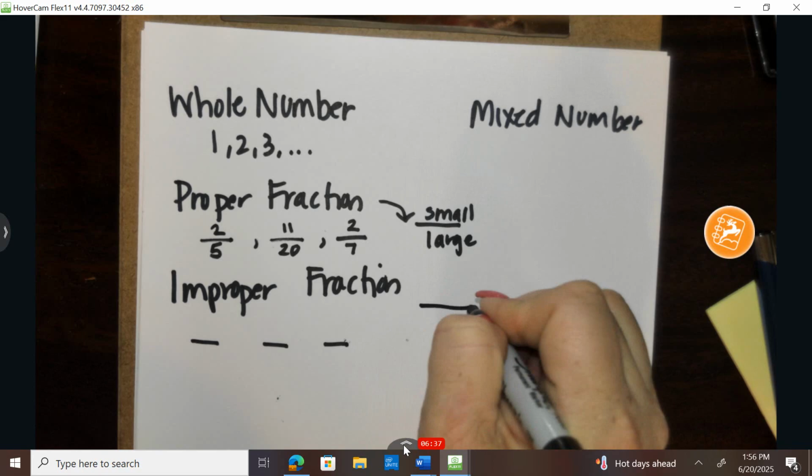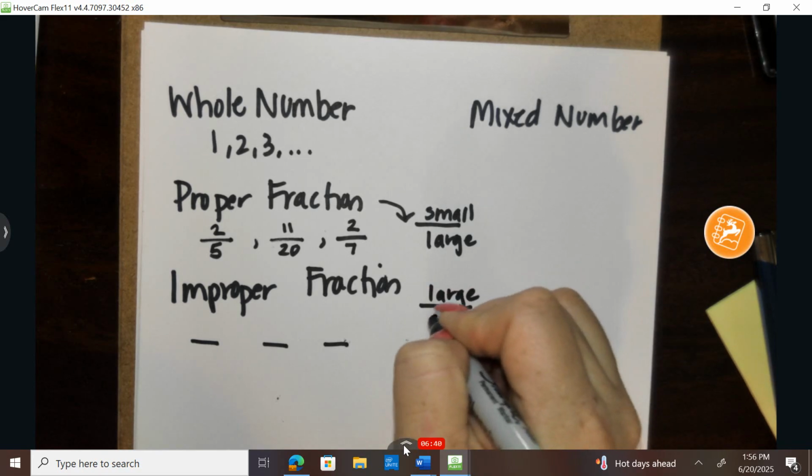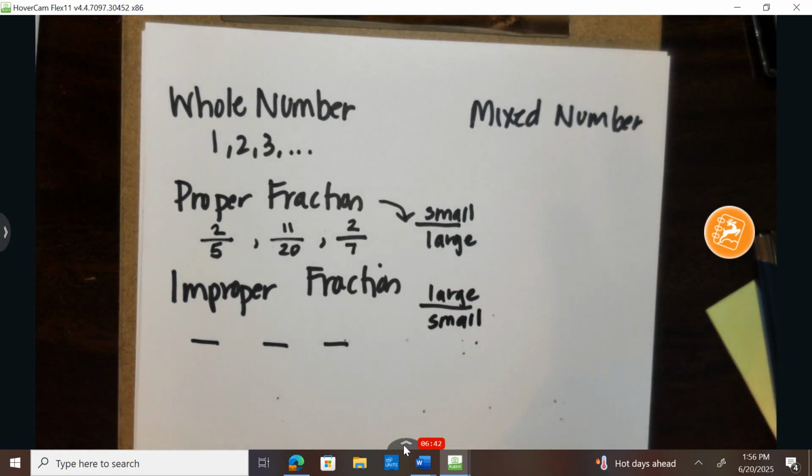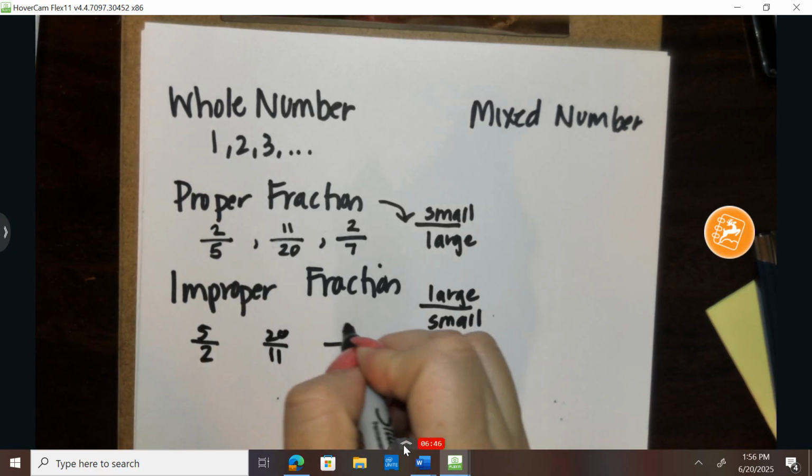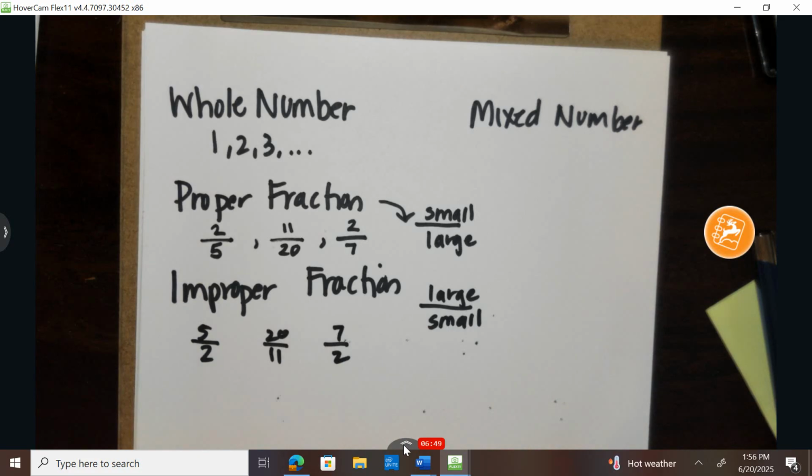And then improper has the larger number on top and the smaller number on the bottom. So I can literally just flip these. 5 over 2, 20 over 11, 7 over 2, and now I have an improper fraction. So how does all of this relate to this lesson?